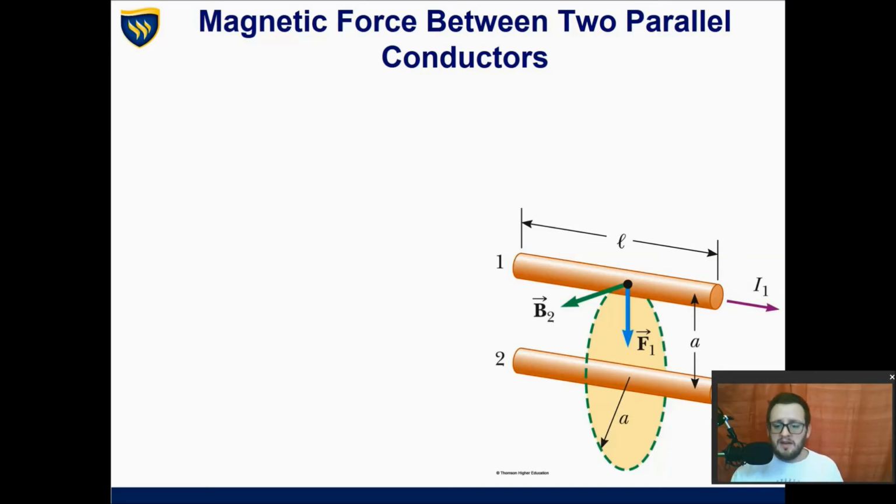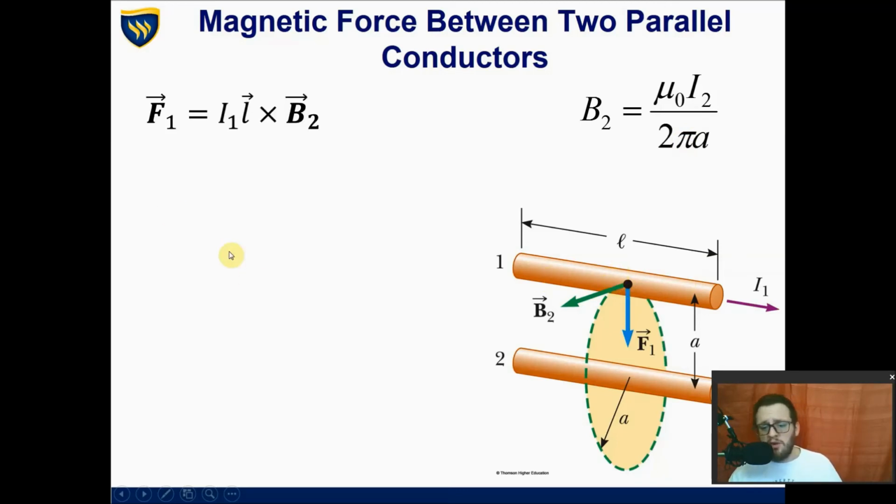Yeah, because wire number 2 creates a magnetic field, and this is the strength of that magnetic field. It's mu naught I2 over 2 pi A, where A is the distance away from the wire, which is also the distance between the two wires. In other words, the magnetic field at this location where wire 1 is at is given by this expression. So what is the force on wire 1?